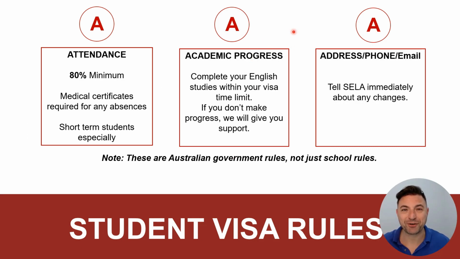The 3 A's, which are very important whilst you're studying at SELA, are attendance, academic progress, and address, phone number, and email. So let's start with attendance. You're here on a student visa and you're studying as an ELICOS student, which means English Language Intensive courses for overseas students. So your attendance needs to be 80% minimum. If you are sick for 2, 3 or more days, we recommend you go to a doctor and get a medical certificate, and you can keep the original of that medical certificate for yourself and give a copy to reception.